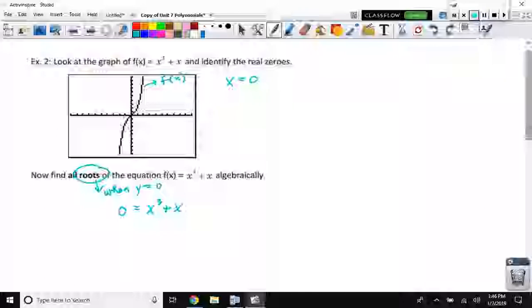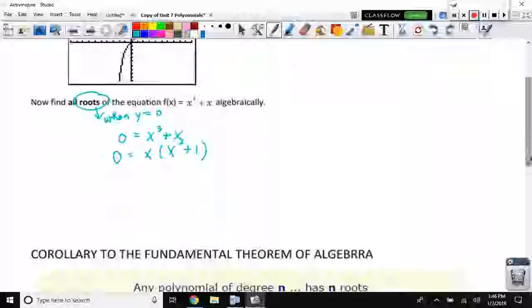GCF of how much? x, left with x squared plus 1. Okay, looking good. Dots? No, because that's plus 1, right? But it's a quadratic, so I could split it up here because I got ways to solve quadratics other than factoring, right? So I know over here I got x equals 0, and then I got x squared plus 1 equals 0. What are my options for solving this?